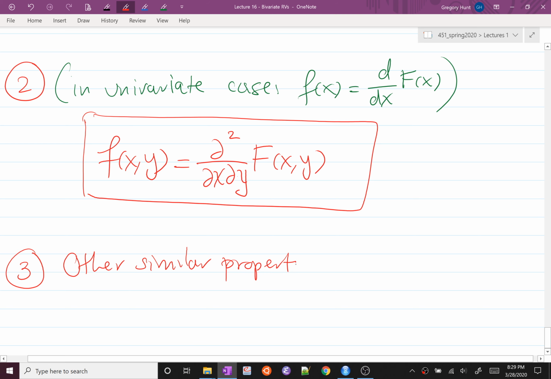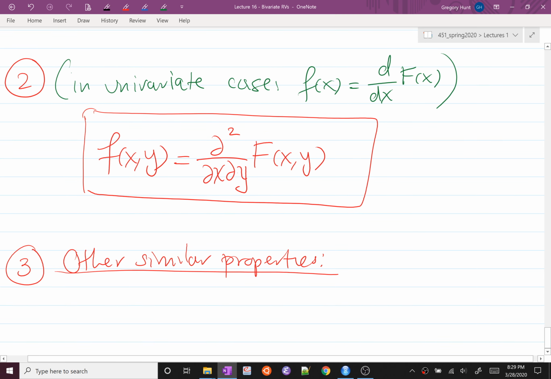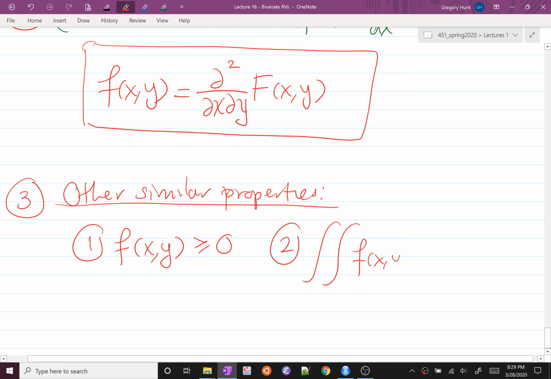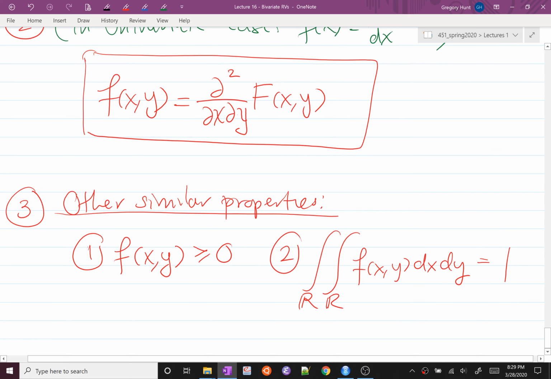Properties similar not only to the univariate case, but to the bivariate PMF: my bivariate PDF is also always bigger than 0, and if I take a double integral of my bivariate PDF over the whole real line for both coordinates, I'm going to get 1. So this is similar to what we had up above.